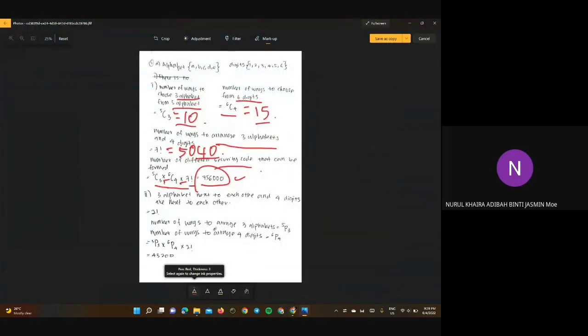Question 2A2 asks us to find the number of different ways the security code can be formed if all alphabets are next to each other and all digits are next to each other. First, the number of ways to arrange the 3 alphabets together and the 4 digits together is 2 factorial. Next, the number of ways to arrange 3 alphabets is 5P3. Besides, the number of ways to arrange 4 digits is 6P4. Then we multiply these 3 numbers and we get the answer 43,200. Okay, for the next question, I pass to Fatiha.